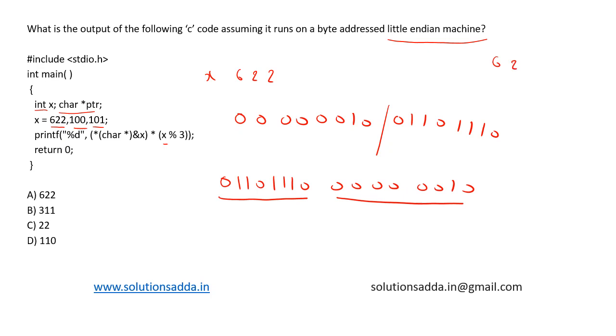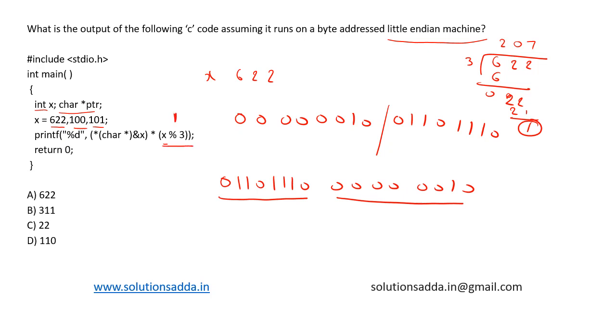622 mod 3. Let's calculate. 622 divided by 3: 3 times 2 is 6, remainder 0; 3 times 0 is 0; then 22, 3 times 7 is 21. So 1 is the remainder. So x mod 3 would have value 1.